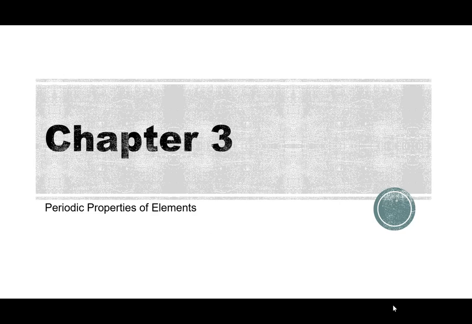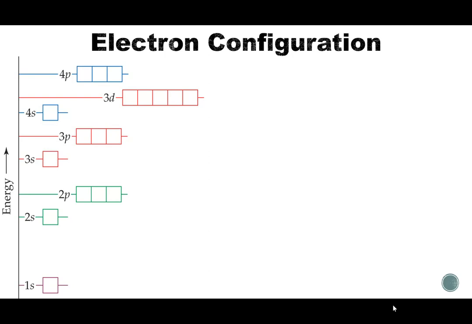Hey guys, welcome back to chapter 3. What we're going to do today in chapter 3 is take those training wheels off. So we're going to get rid of orbital diagrams and learn how the periodic table predicts this path.